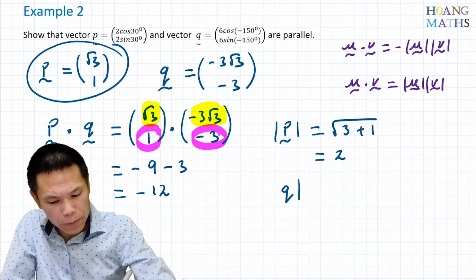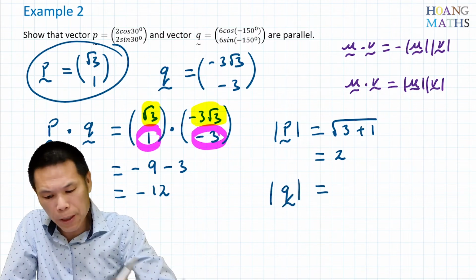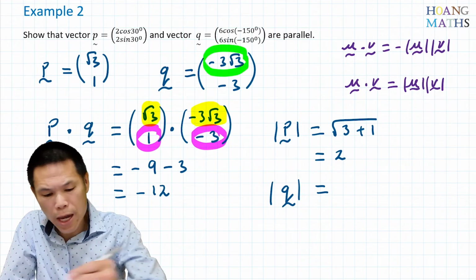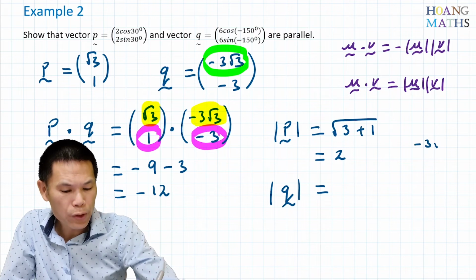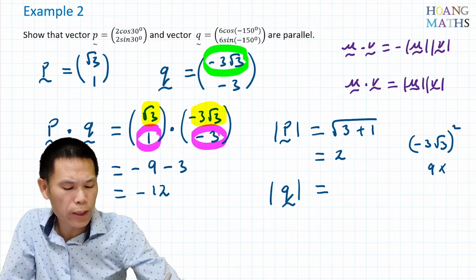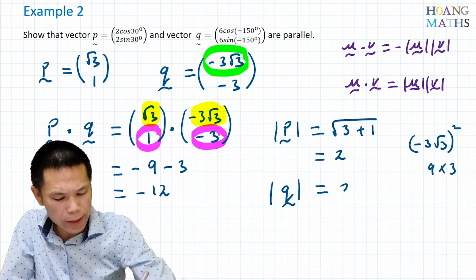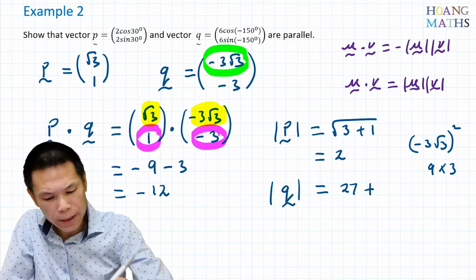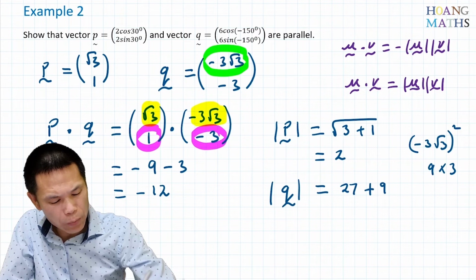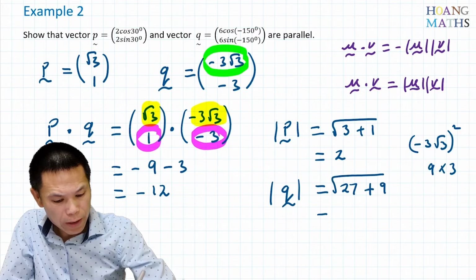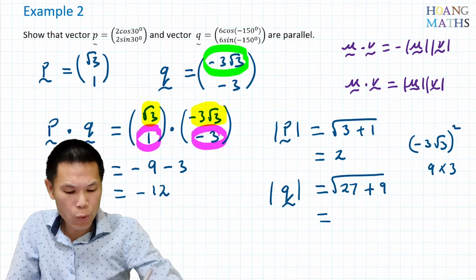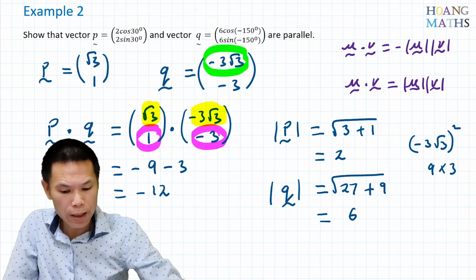So magnitude of Q, we use negative 3, root 3 squared. So negative 3 squared, root 3 squared. 3 squared is 9, root 3 squared is 3, so that gives me 27. And then we add negative 3 squared, so that is 9. So square root of this, and we know that 9 plus 27 is 36. So square root of 36 will give me 6.